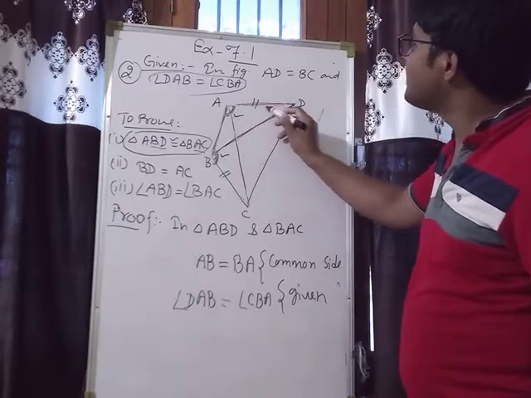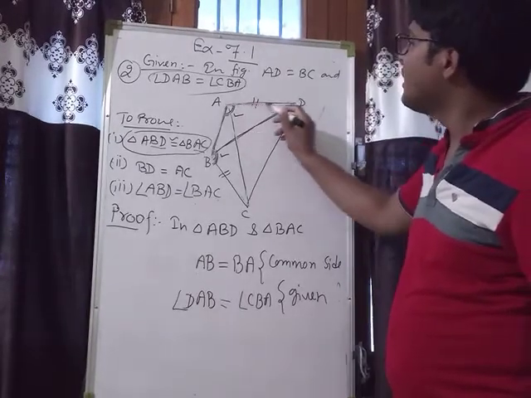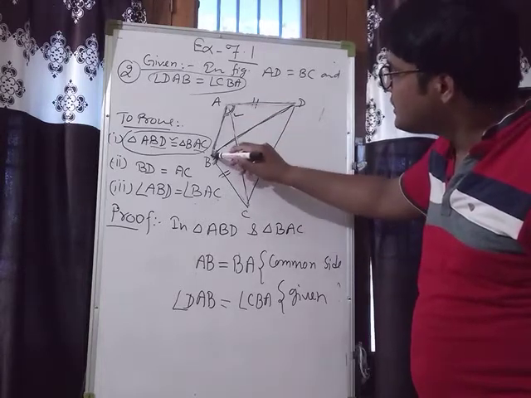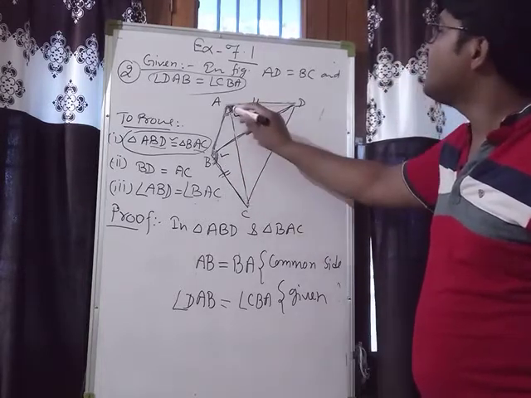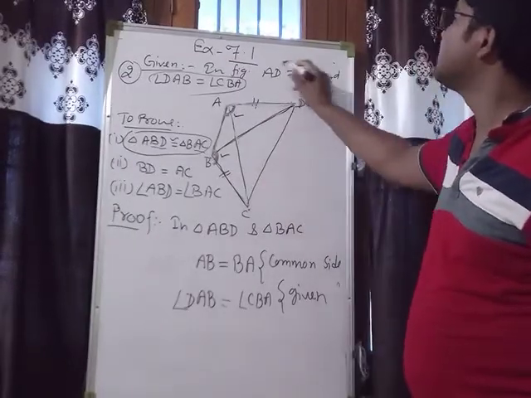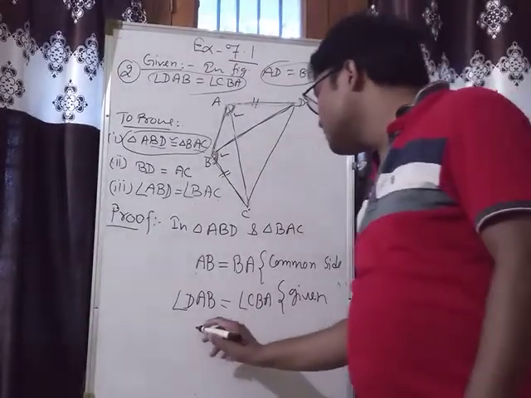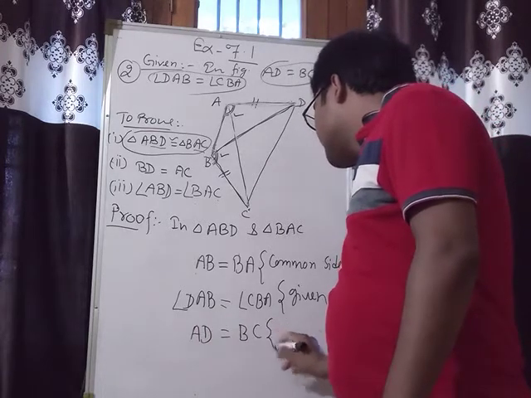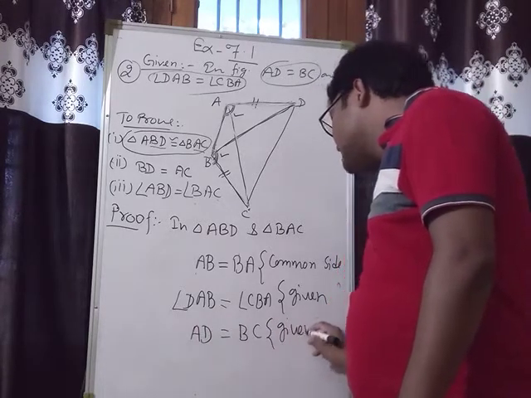this AD is present, and in triangle BAC, this BC is present, and AD is equal to BC. It is also given that AD is equal to BC. That is given. Now you can check.